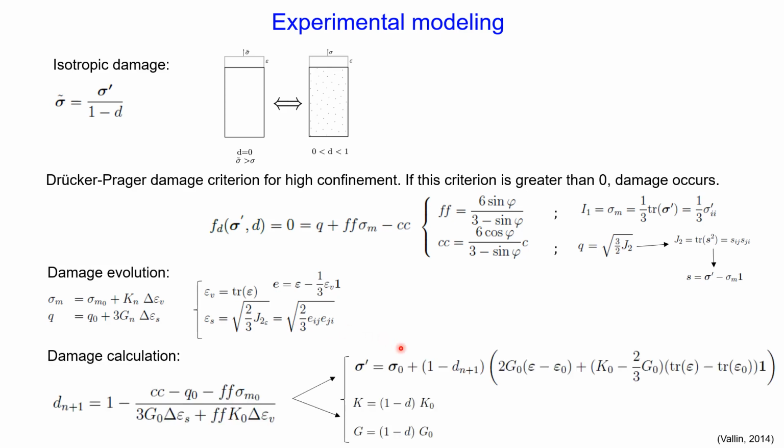Once the stress state reaches the Drucker-Prager criterion and is greater than 0, the damage is calculated as a function of an increment of deviatoric and volumetric deformations. From this damage, the new damage stress and the mechanical moduli are calculated.